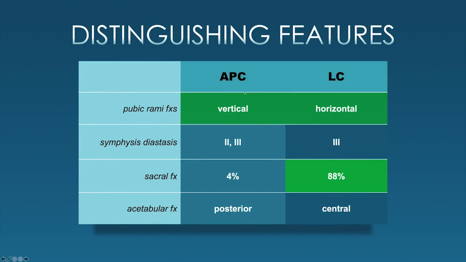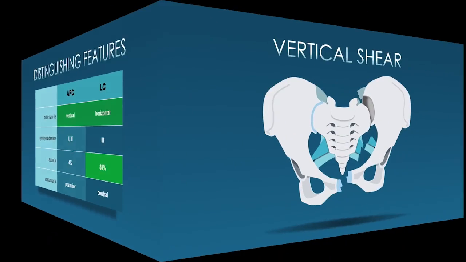Distinguishing features: look at the rami fractures and look for the orientation of those fractures. This is not always the case, but it is very helpful when you do see it. Sacral fractures are really what's going to separate your lateral compressions from your sacral injuries. Look also for those posterior acetabular wall fractures and posterior hip displacements with your anterior-posterior compression injuries.